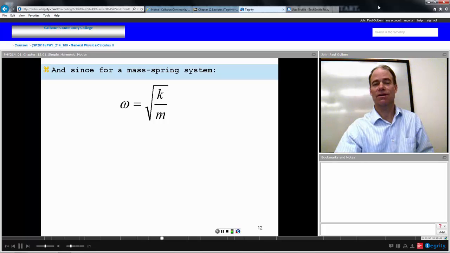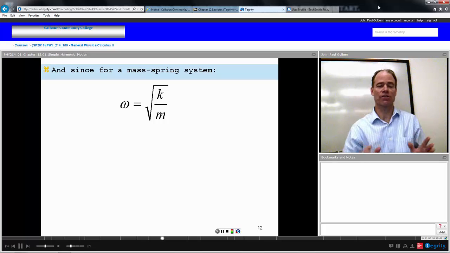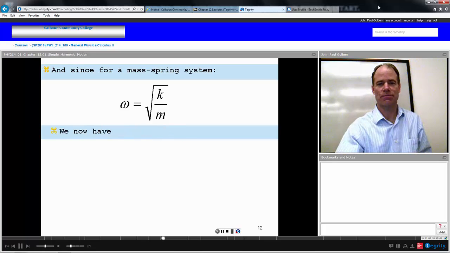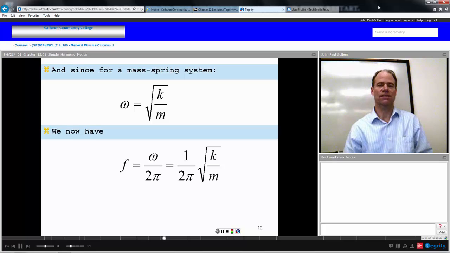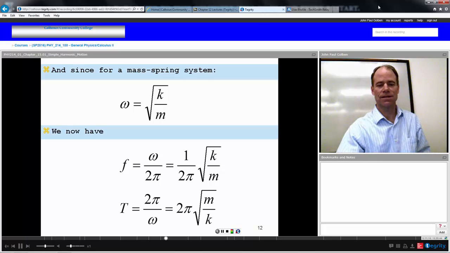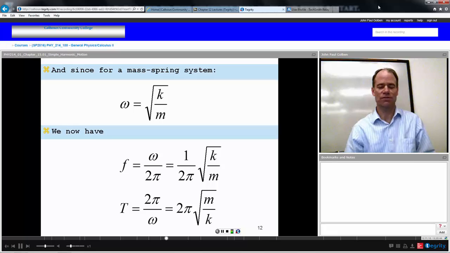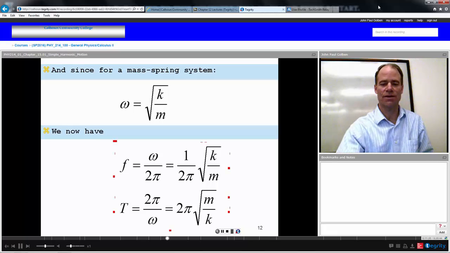Since omega, for a mass spring system, we already determined to be a constant, the square root of k over m, we now have that the frequency is omega divided by 2 pi, so that's 1 over 2 pi times the square root of k over m, and the period is 1 over the frequency, so that is 2 pi times the square root of m over k.